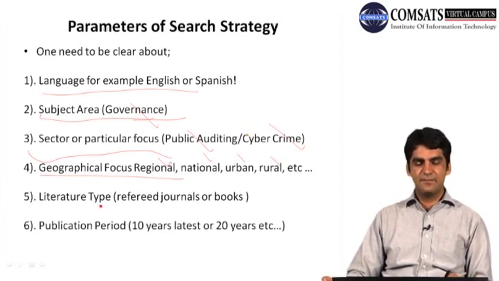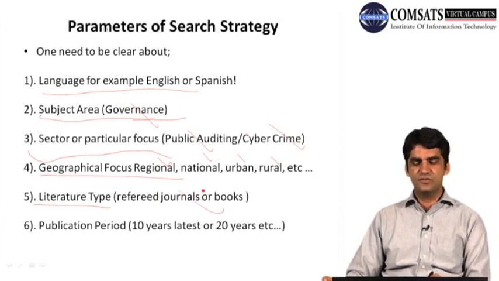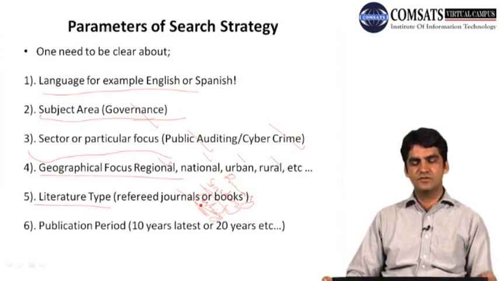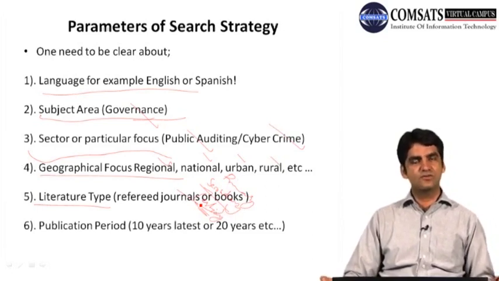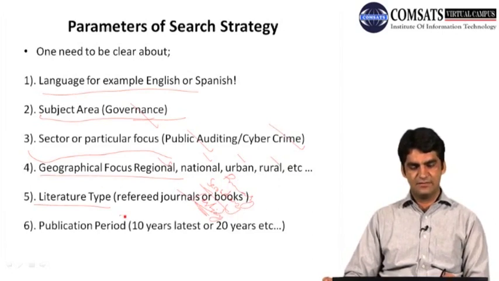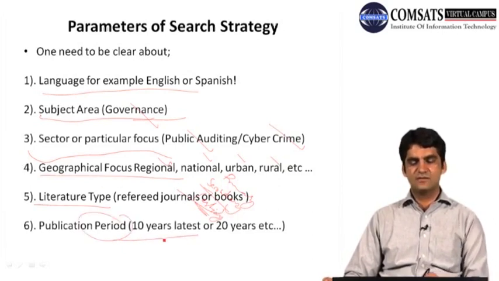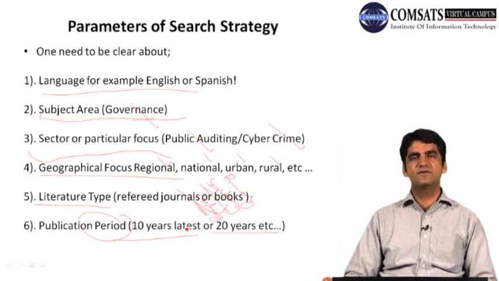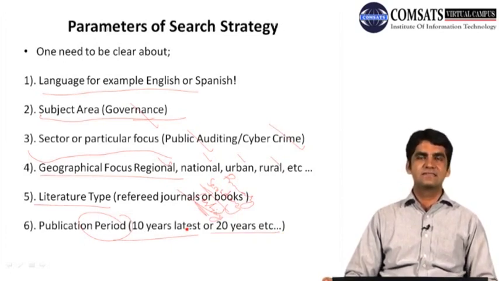Then literature type: refereed journals or books, that is secondary, or primary, or tertiary. So we have to understand what literature type we are looking for. And then of course the publication period, the time period. Whether we are looking for 10 year old papers, 20 year old papers, very recent references, or we can mix and match whatever is available on our research topic.